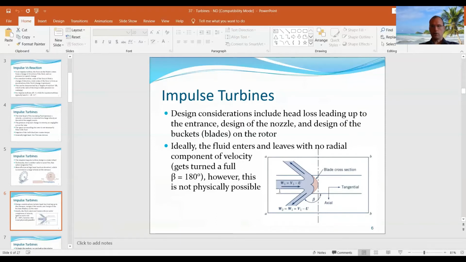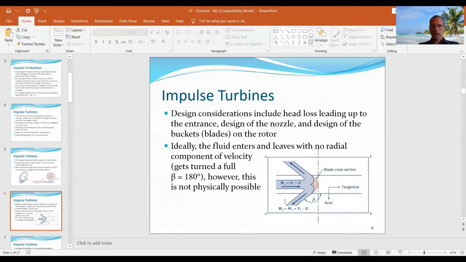That's obviously not possible with these impulse turbines, because if the water got rebounded back in the exact opposite direction, it would hit the water coming in, and that obviously can't happen. So ideally, that's what you want, but it's not physically possible. So you want it to have as small an angle in here as possible, or in other words, you want this angle beta to be as big as possible, up to 180. But obviously 180 is not possible, so whatever the biggest value before 180 where it doesn't actually hit the jet coming in. That's what we're looking at.